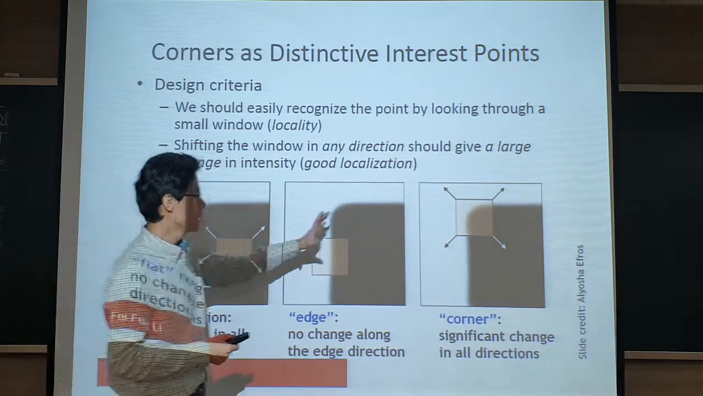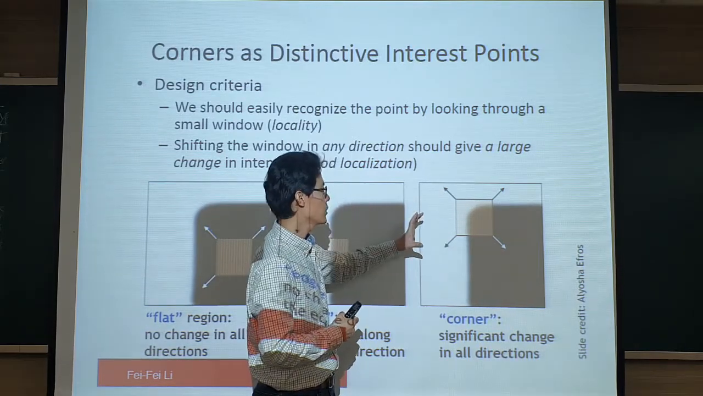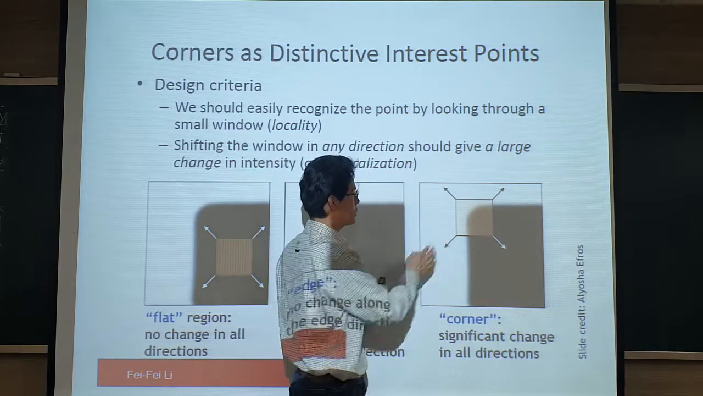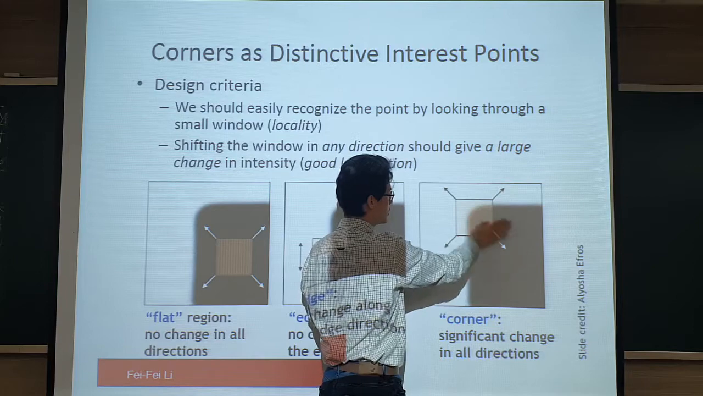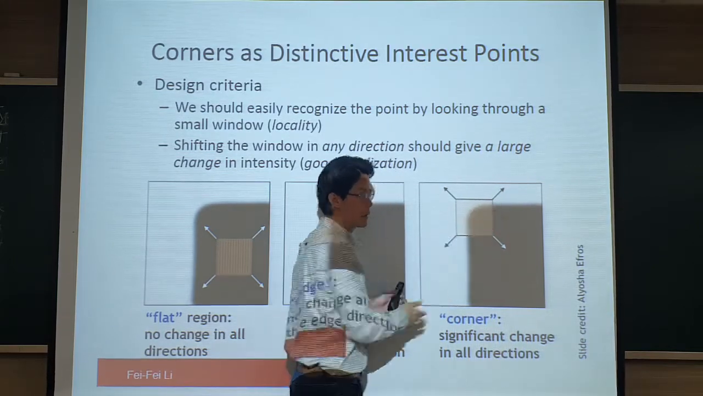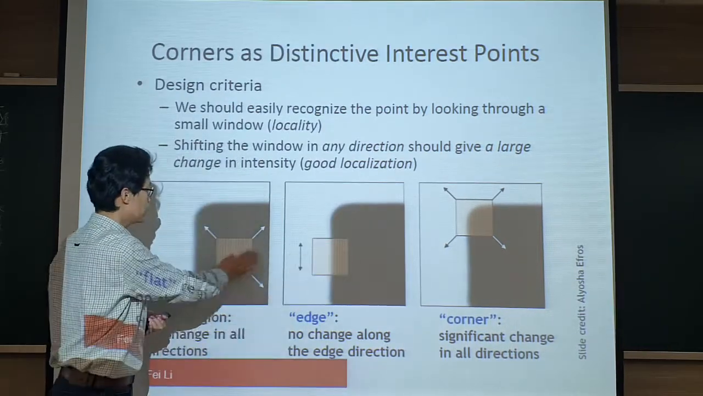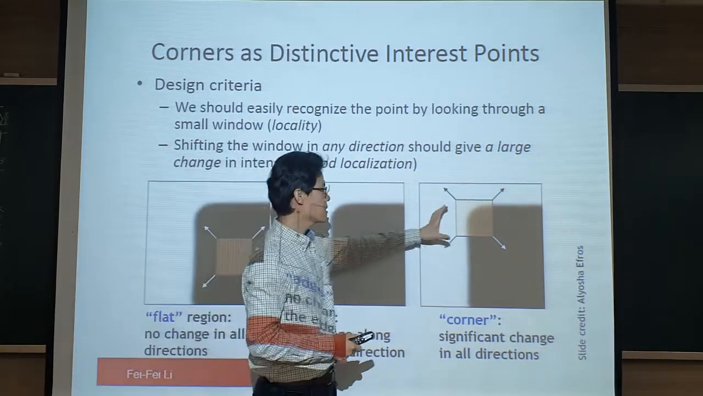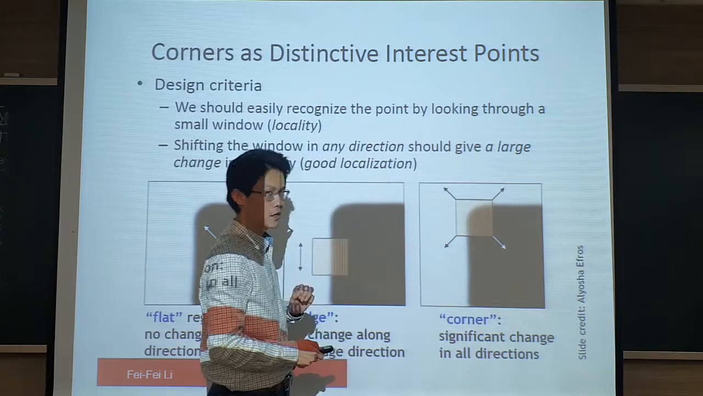This also explains one main characteristic of the corner. If we shift this local window along any direction, you can see there is a lot of color change, right? Here, if you shift along that direction, not much change. In this case, in any direction you don't see the main change, right? That's one of the characteristics in terms of the signal change.